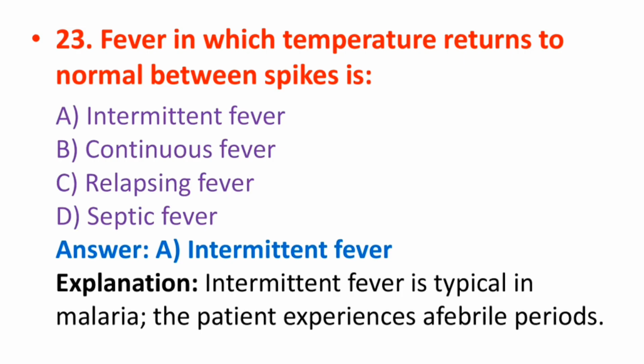Fever in which temperature returns to normal between spikes is: option A, intermittent fever; option B, continuous fever; option C, relapsing fever; option D, septic fever. The correct answer is option A, intermittent fever. Intermittent fever is typical in malaria. The patient experiences febrile periods.